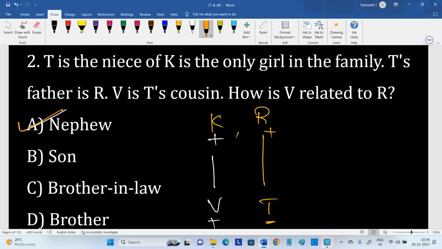So here K and R are brothers. How do you decide K and R are male? They said only one girl in the family, so T is the only female. Remaining all should be considered male. So how V is related to R is nephew.